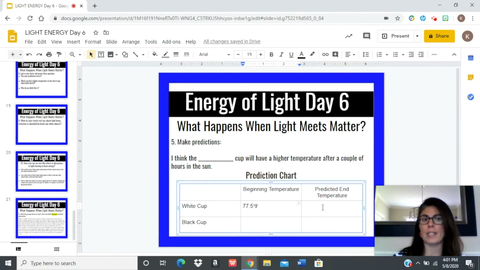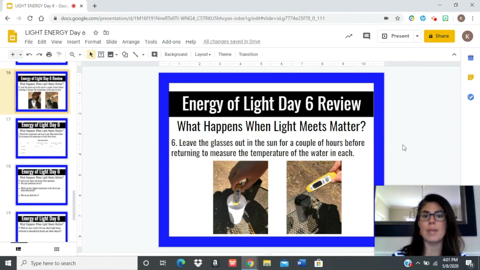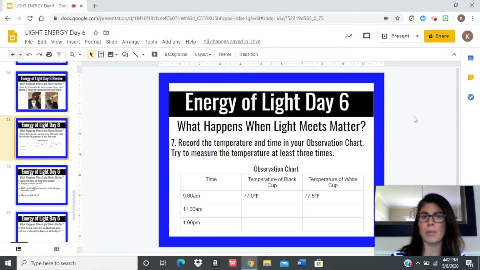The next step is to make a guess at what the predicted end temperature would be and add it to this box. Finish completing out the chart for the black cup. The next step is to leave the glasses out in the sun for a couple of hours before returning to measure the temperature of water in each. Every time you check the temperature of the water in your white and black cup, you need to record that information on your observation chart.